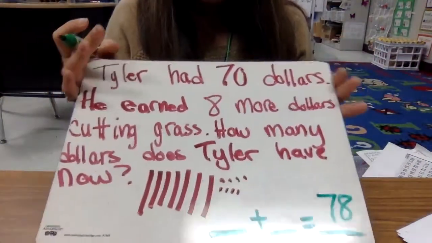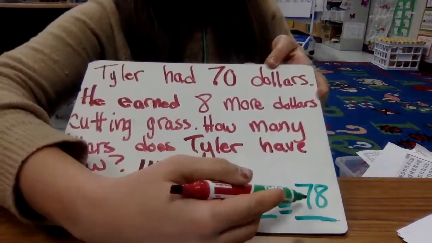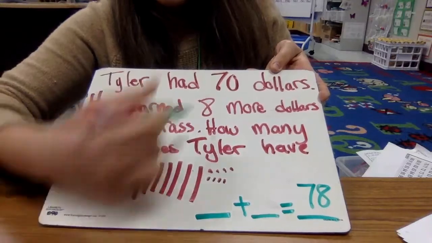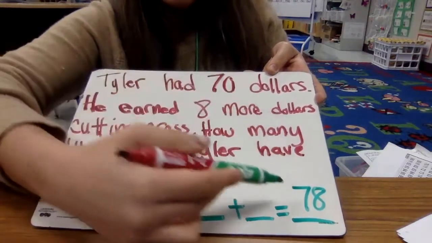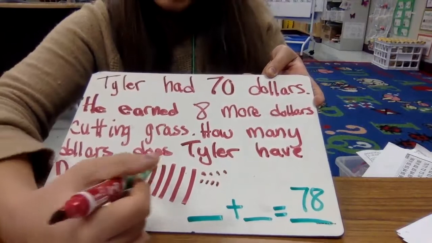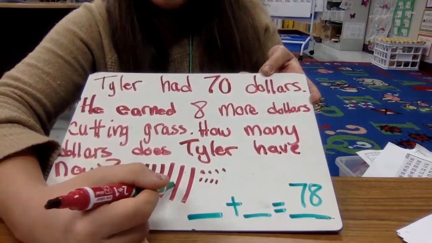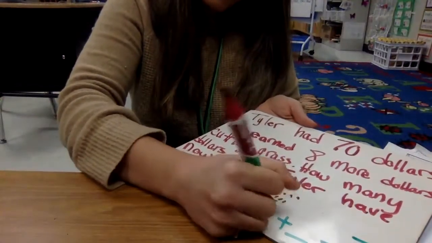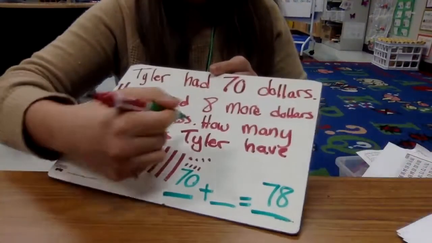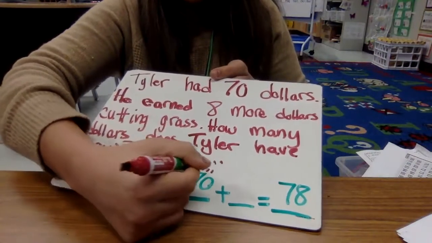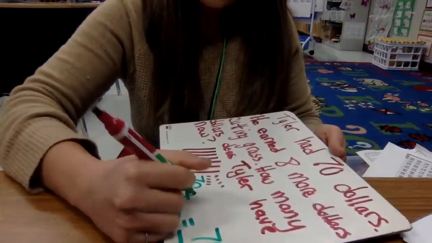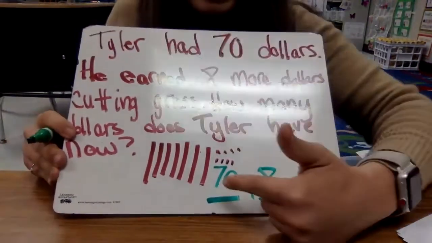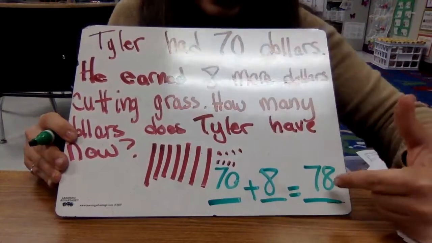I need to think, how many tens are in 78? Oh yeah, that's right, 70. Or 7 tens, I mean, there are 7 tens. So 10, 20, 30, 40, 50, 60, 70. 7 tens equals 70. Plus 1, 2, 3, 4, 5, 6, 7, 8. My 8 ones. There's my number sentence. 70 plus 8 equals 78.